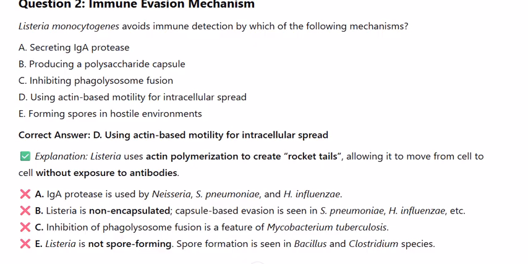pneumoniae, and H. influenzae. B. Listeria is non-encapsulated. Capsule-based evasion is seen in S. pneumoniae, H. influenzae, etc. C. Inhibition of phagolysosome fusion is a feature of Mycobacterium tuberculosis. E. Listeria is not spore-forming. Spore formation is seen in Bacillus and Clostridium species.